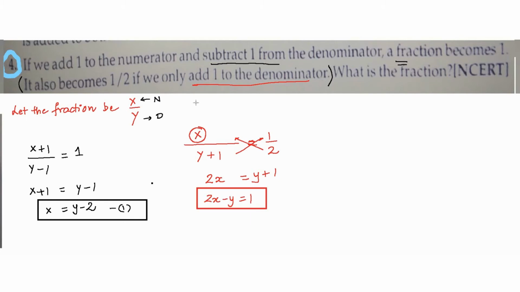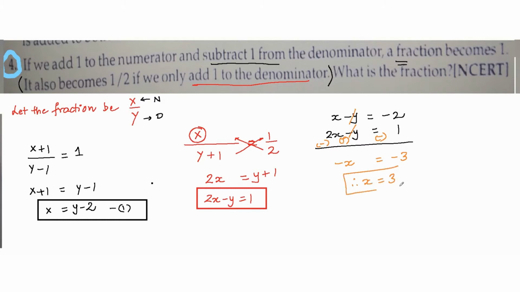Now I can solve these two equations for x and y. So I have x minus y is equal to negative 2, from the first equation, and 2x minus y is equal to 1, from the second equation. When I subtract now, the signs change. So x minus 2x becomes minus x. Minus y plus y cancels. Negative 2 minus 1 becomes negative 3. Therefore, x becomes equal to 3.